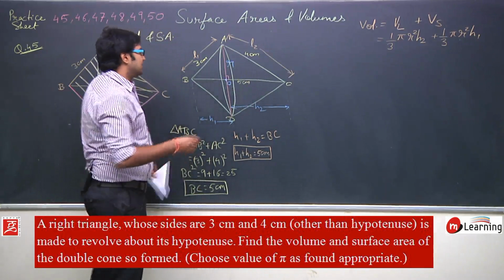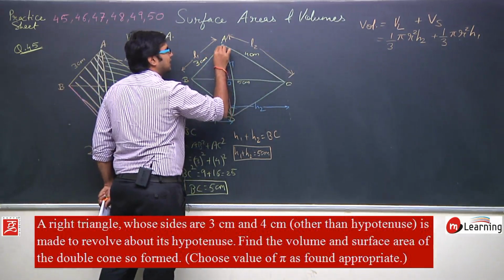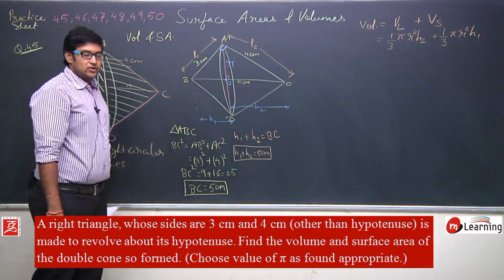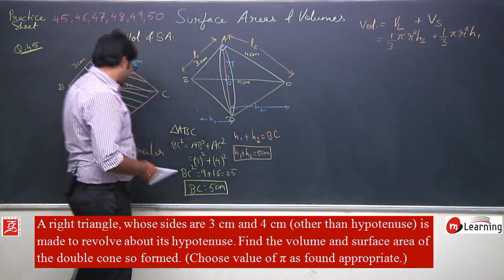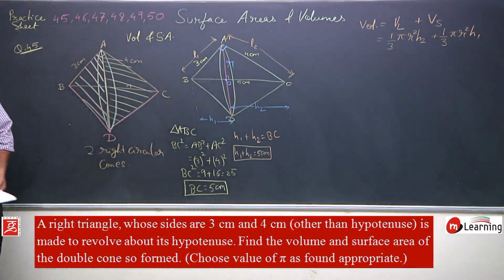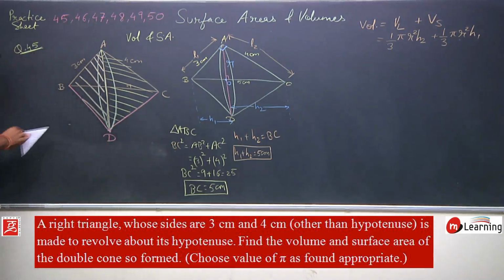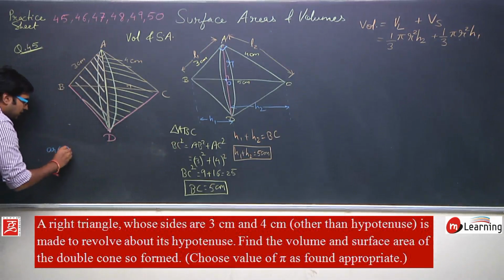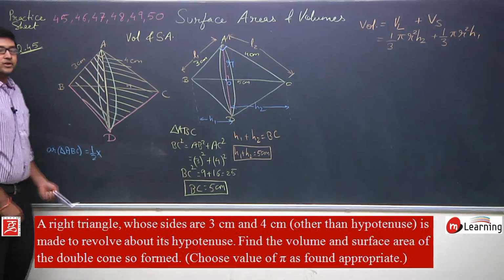I can see the triangle ABC. This triangle is a right angled triangle at this point. Okay, this is 90 degrees. So consider the area of triangle ABC. If I ask you the area of triangle ABC, I can say that the area of triangle ABC is equal to half into base into height.